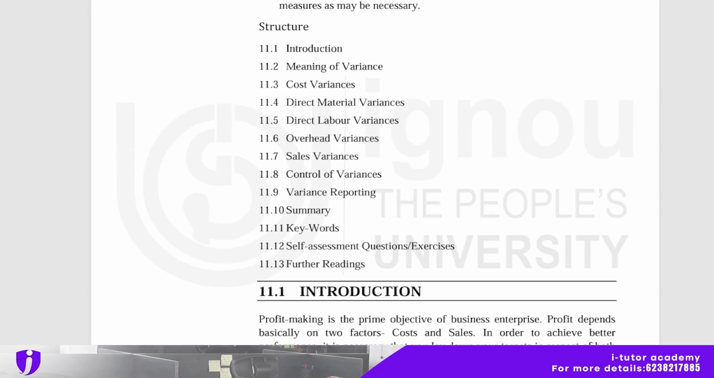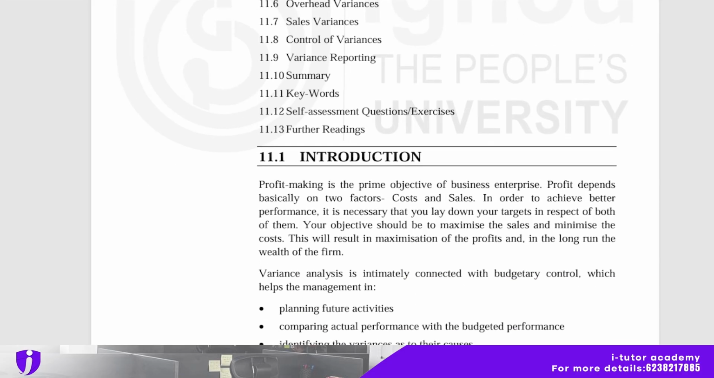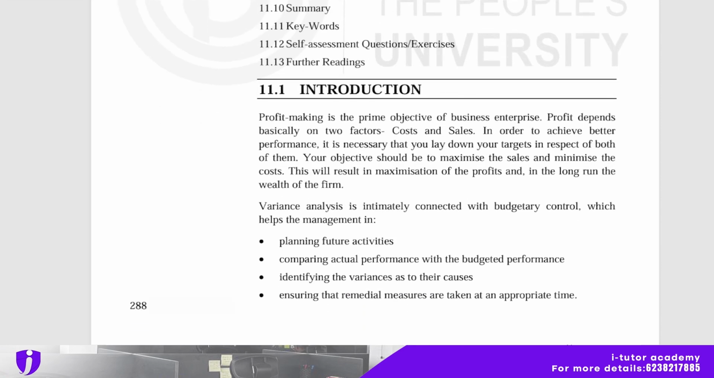So let's see the structure of this unit. There is an introduction part, meaning of variance, cost variance, direct material variances, direct labor variances, overhead variances, sales variances, control of variances, variances reporting, summary, keywords, and a self-assessment questions or exercise section. So let's begin with the introduction part.